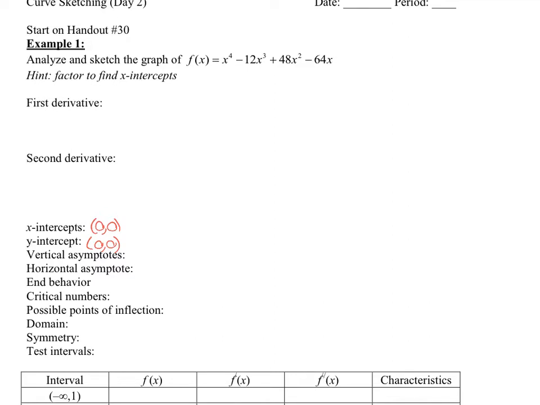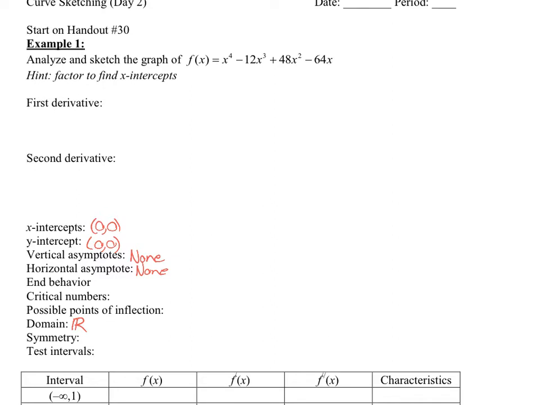Okay, we could have multiple zeros. We could have up to 4 different zeros or x-intercepts here. No asymptotes. It's continuous everywhere, so that's kind of nice. There are no vertical asymptotes. There are no horizontal asymptotes. It's continuous everywhere, so our domain is all real numbers. So it goes to negative infinity and positive infinity? Yes, it is.